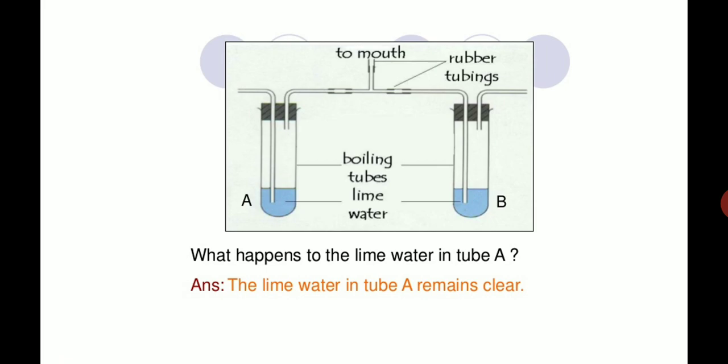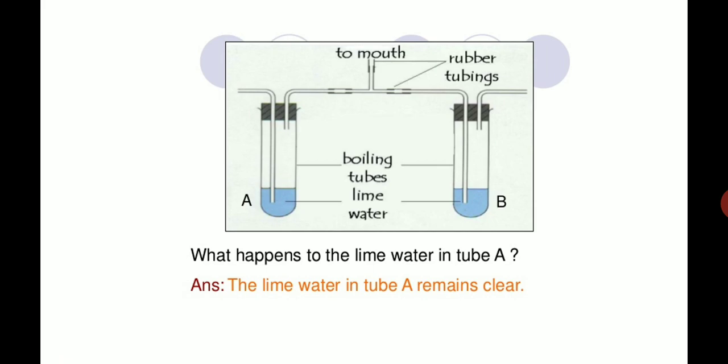So, when we open the clip that is present between the test tube A and mouth, air is sucked in through the tube at the center. Atmospheric air rushes in the test tube A, bubbling through the lime water.